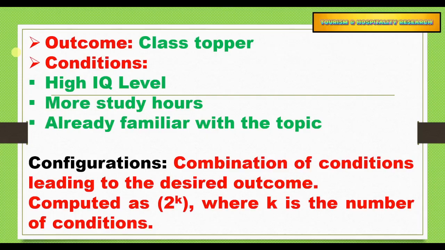What are configurations? Configurations are combinations of these conditions which lead to the specific desired outcome. They are computed as 2 raised to power k, where k is the number of conditions. So in this example, you see that we have three conditions: high IQ level, more study hours, already familiar with the topic. So 2 raised to power 3 is 8. So that means we'll be having 8 configurations or combinations of conditions which may lead to the outcome of being a class topper.